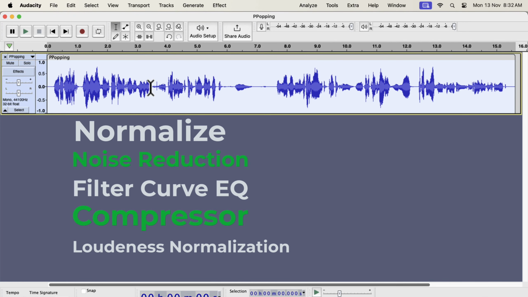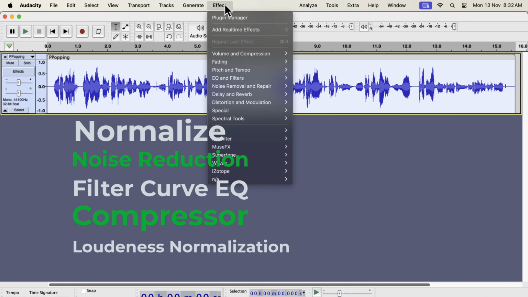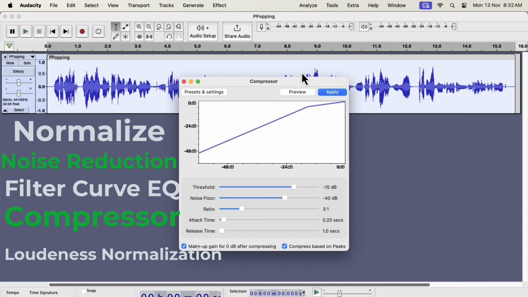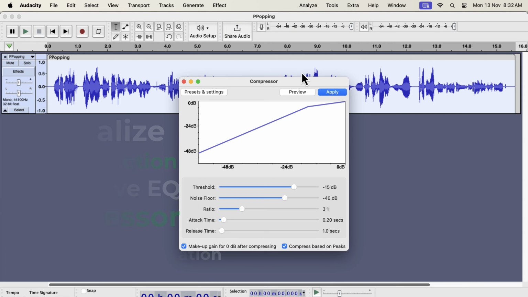In this set of effects, the compressor effect is a complex effect to apply. You have to understand the audio level to properly configure a compressor. Otherwise, the compressor effect can destroy perfectly fine audio.